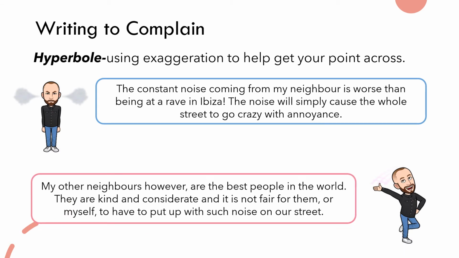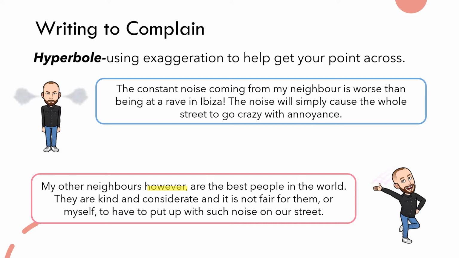So let's have a look at my example now. My other neighbours, however, are the best people in the world. They are kind and considerate, and it's not fair for them or myself to have to put up with such noise on our street. Now, if you think back to what we looked at a moment ago as well, we were looking at our discourse markers, and you can see that we actually have used a discourse marker there in the word however as well, to show that we're going to contradict what we said in that first example with a much angrier idea.